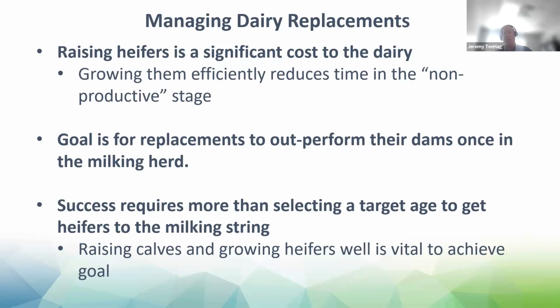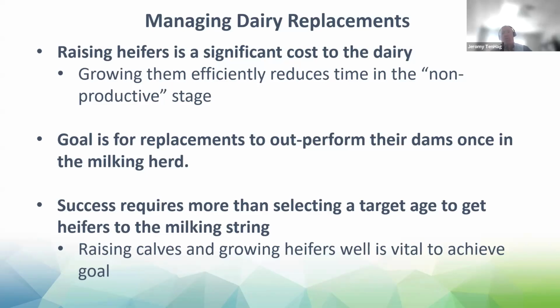I think this dovetailed really nicely into talking about dairy replacements. As it relates to productivity, it's a focus on lactation 1 animals on the farm. But before they get to lactation 1, they're baby calves and heifers, and raising those animals is a significant cost to the dairy, right? It can be up to 20% of the cost for the dairy. So it's extremely important and in the dairy's interest to grow these heifers and raise them efficiently and reduce the non-productive stage.